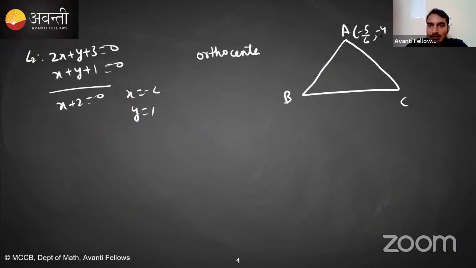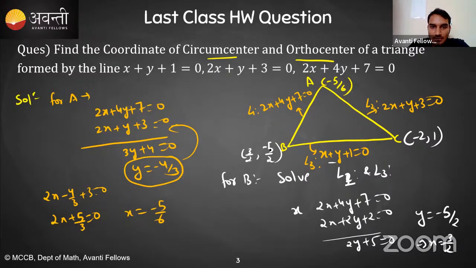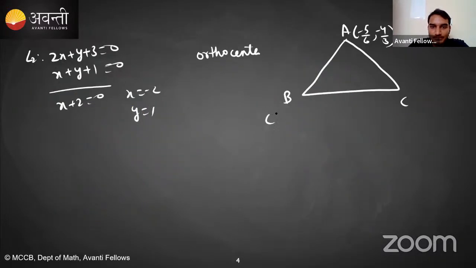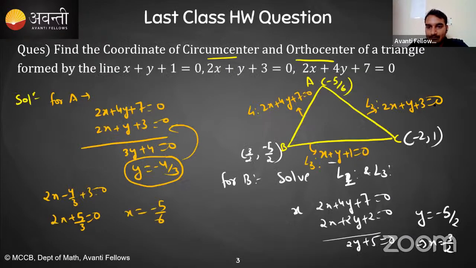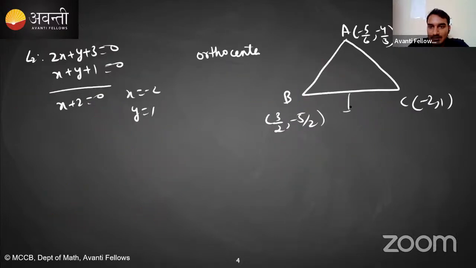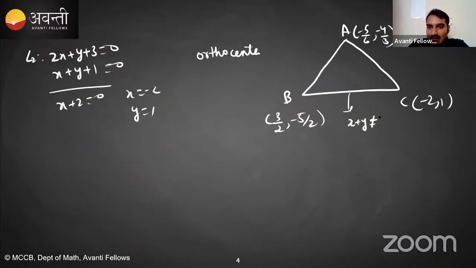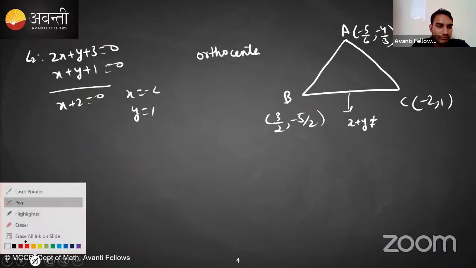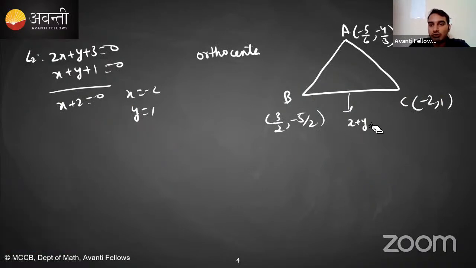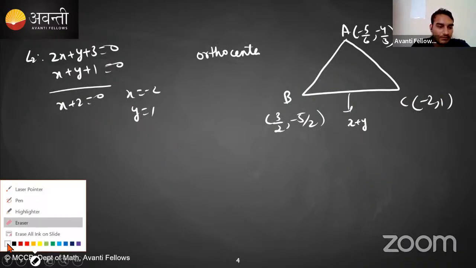-5/6, -4/3. What is B? 3/2, -5/2. What is C? -2, 1. Clear? Okay. And what is this line? x plus y plus 1 is equal to 0. Right? So look, for the orthocenter, what will you do now?